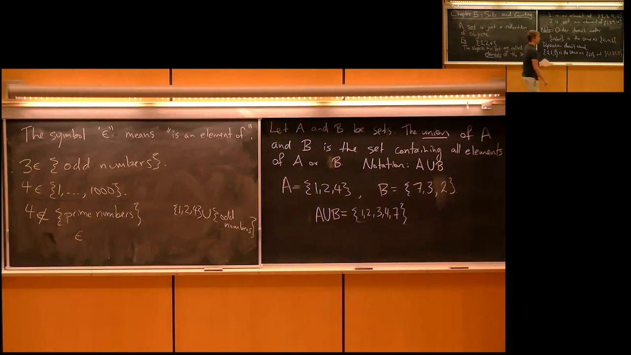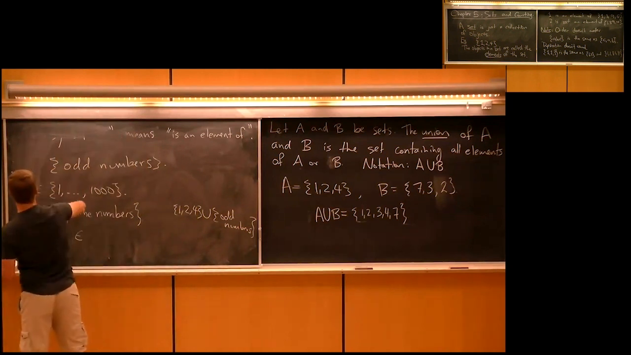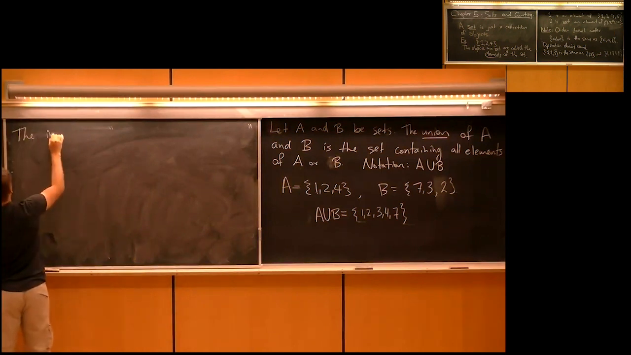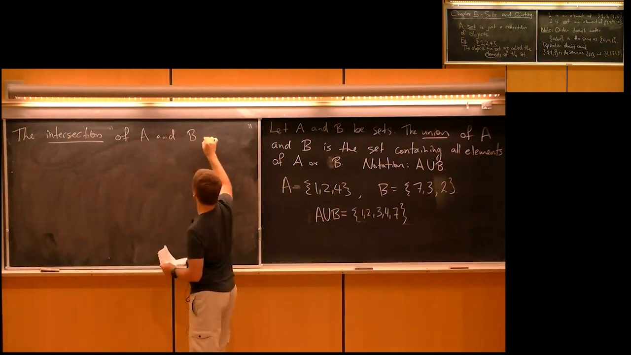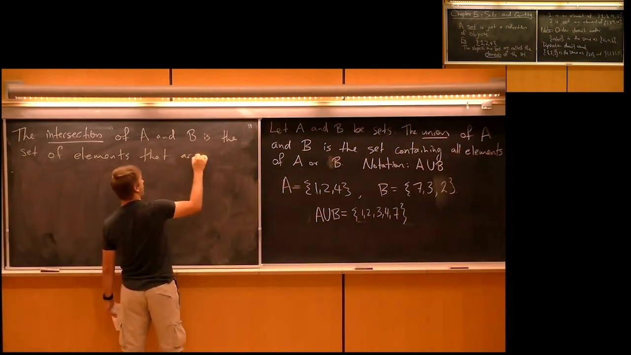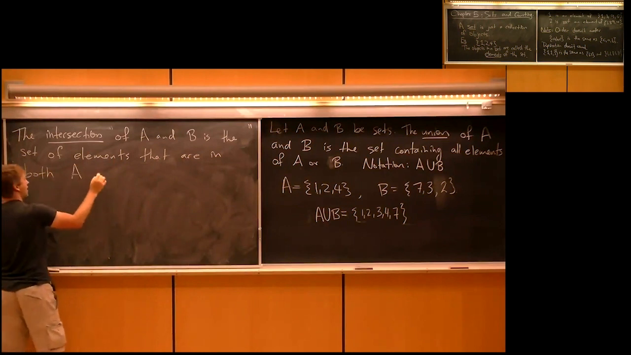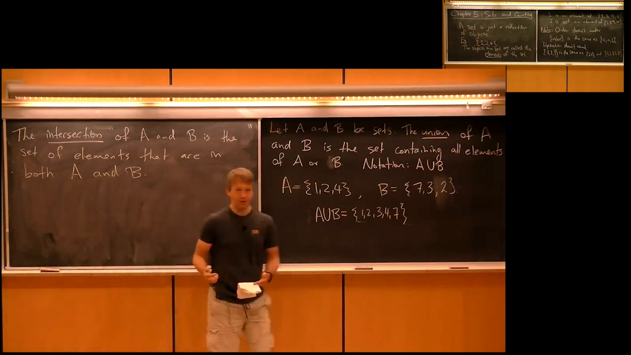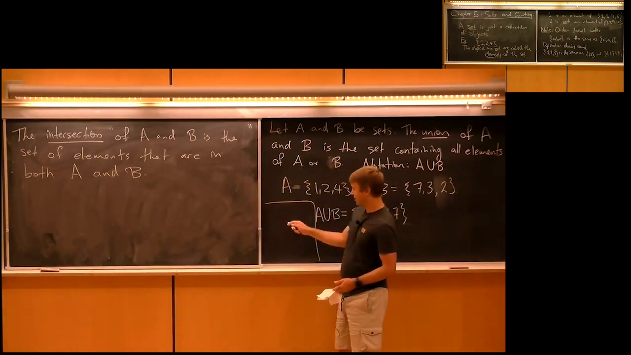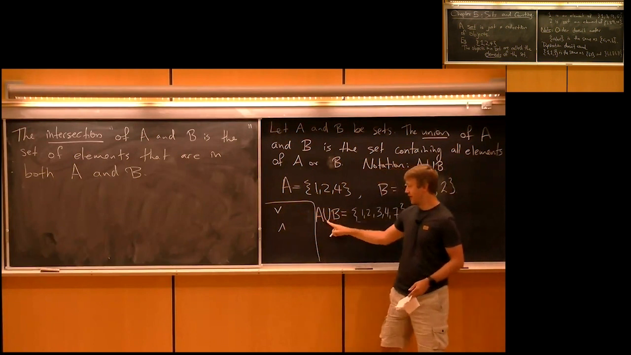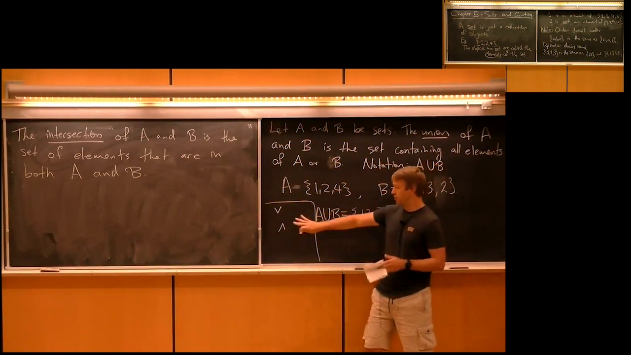Other questions? Okay, so a closely related concept is intersection. The intersection of A and B is the set of elements that are in both A and B. If some of you have any sort of computer science background, you might have seen operators like or and and, which have the same general shape as these symbols. This is not really part of the course.